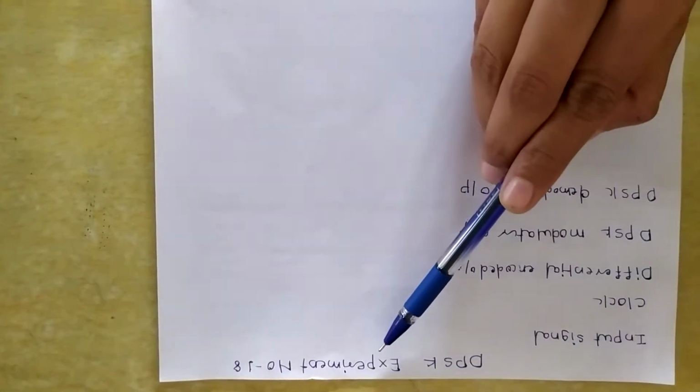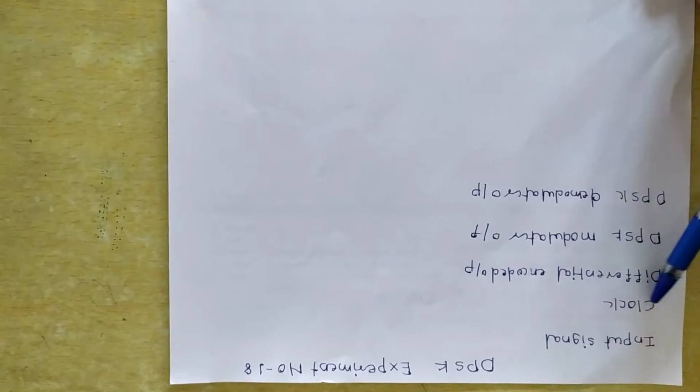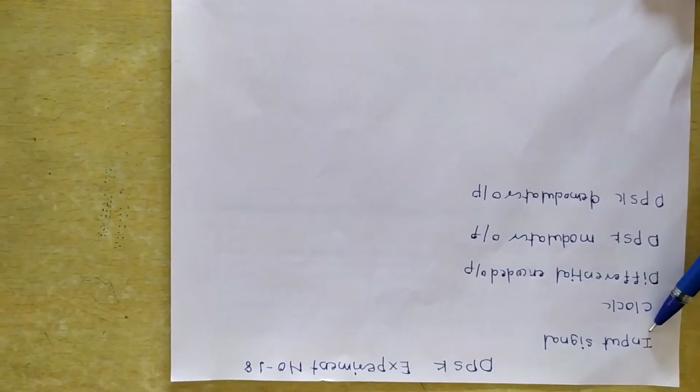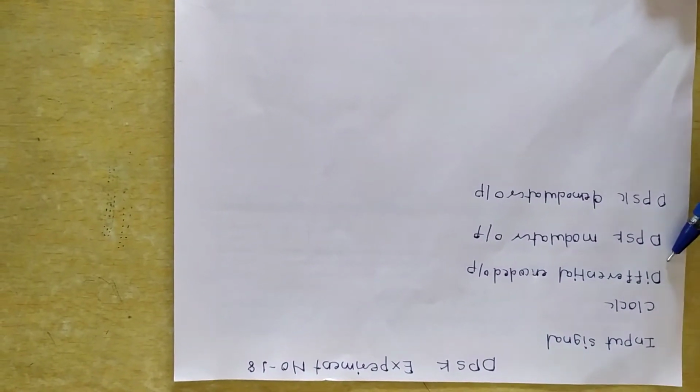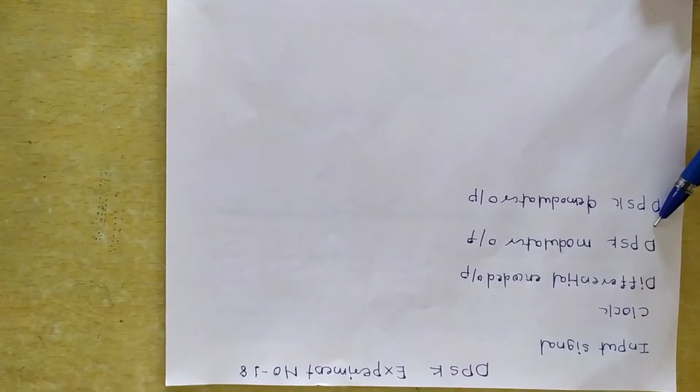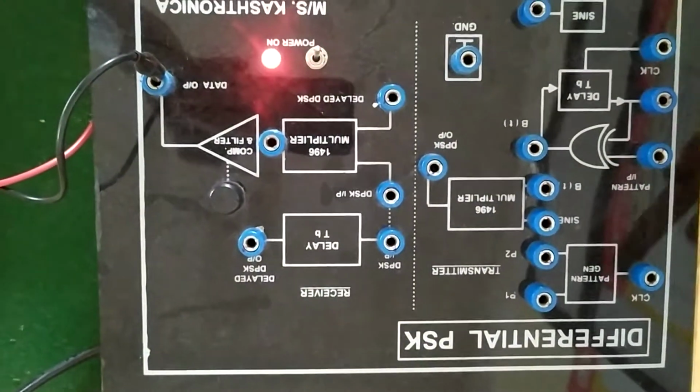Hello students, today we will see experiment number 18, which is the DPSK. This is the observation table. You have to see the input signal, clock, differential encoded output, DPSK modulator output and DPSK demodulator output. Okay, so this is the kit for the differential PSK.